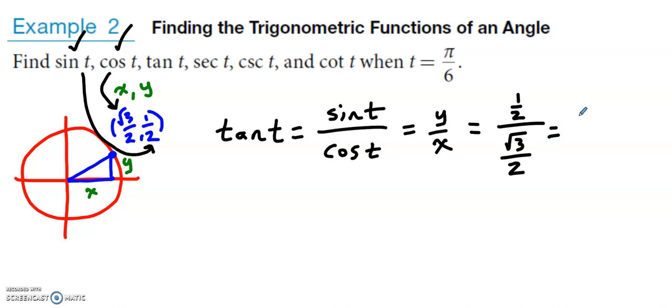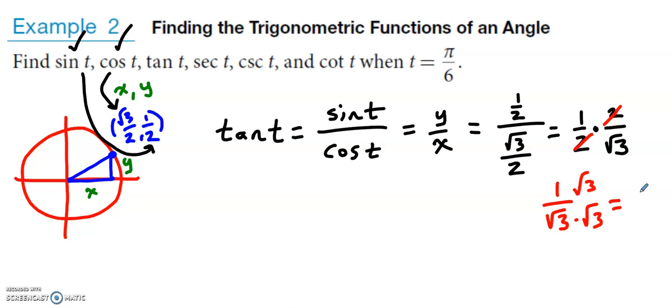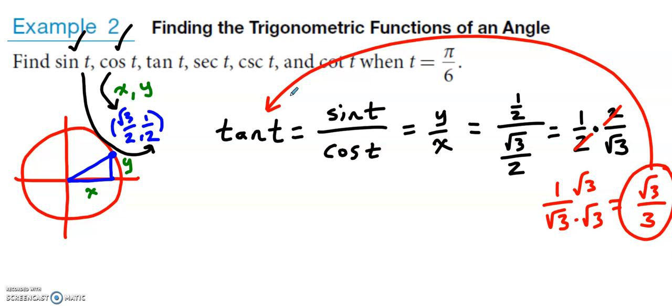Dividing fractions forces us to multiply by the reciprocal. So we flip this to 2 over square root 3. Once again, our 2's cancel. We end up with 1 over the square root of 3. We have to rationalize, so we multiply top and bottom by square root 3, and we end up with root 3 over 3. So this ratio right here is going to be your tangent.